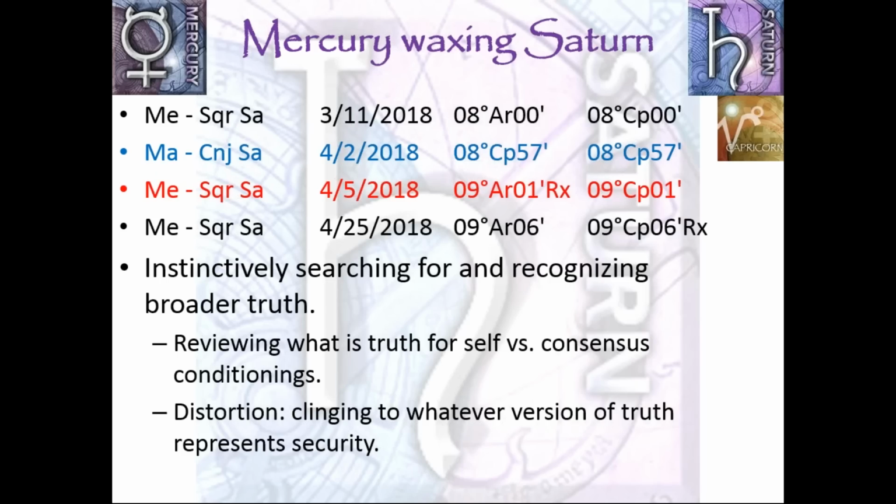So Mercury retrograde, are you instinctively recognizing what's real for you? What is the broadest understanding of truth you know versus Capricorn consensus conditionings? The distortions here: I'm going to cling to my version of the truth to feel secure. And we talked about that one too.